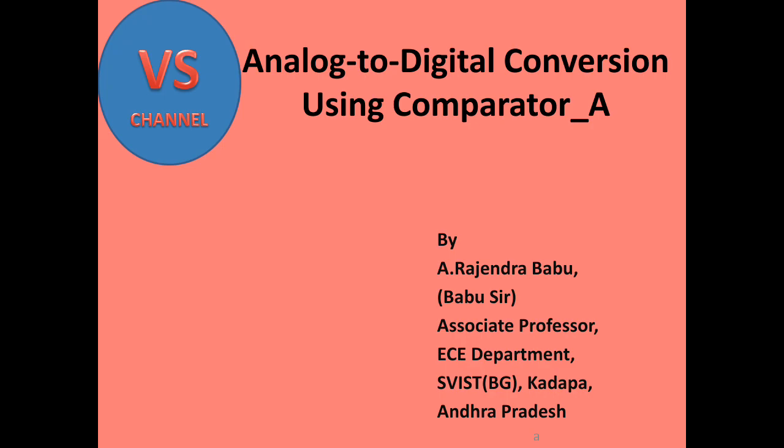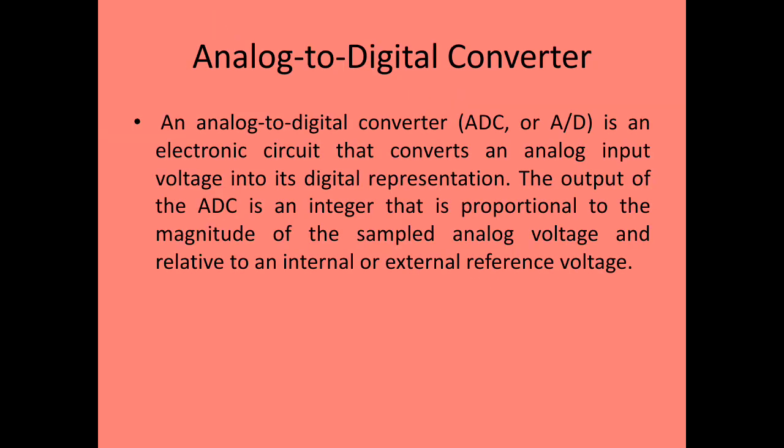In this video, I am going to explain the analog to digital conversion process using a comparator. So first we can see what an analog to digital conversion device is. An analog to digital converter is an electronic circuit that converts analog input voltage into digital representation. The output of the ADC is an integer that is proportional to the magnitude of the sampled analog voltage and related to an external reference voltage.